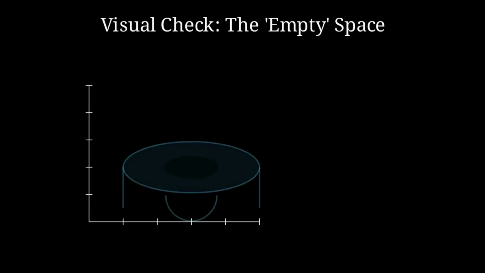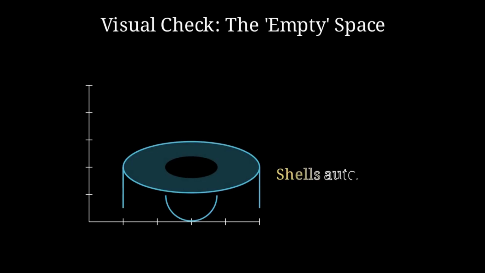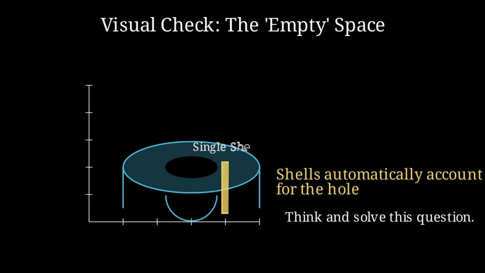Unlike the washer method, you don't need to subtract an inner volume from an outer volume. The shell method builds the solid layer by layer, starting from the radius closest to the axis and ending at the furthest, naturally accounting for any central void.